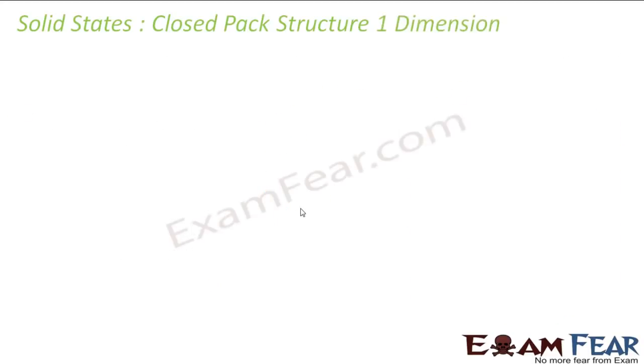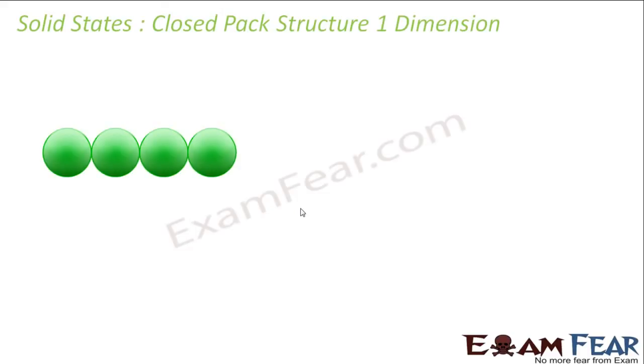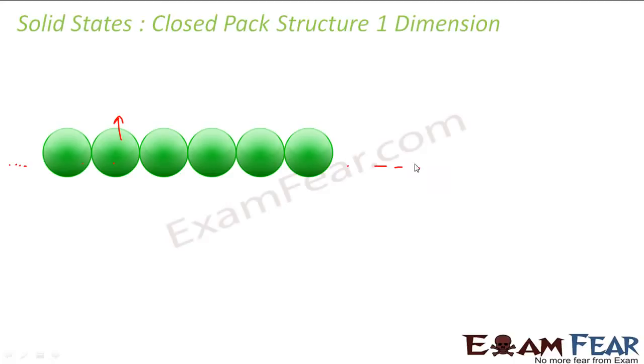See, in 1 dimensional, there is only one way to arrange the identical spheres, and that is to arrange in a row, touching each other. Correct? That's it. This is the only way. So each sphere will be in contact with 2 other spheres. Don't think this is the end. There will be a lot of spheres on the left, a lot of spheres on the right. This is just one segment you are seeing. So you take any sphere, each sphere will be in contact with 2 neighbors.